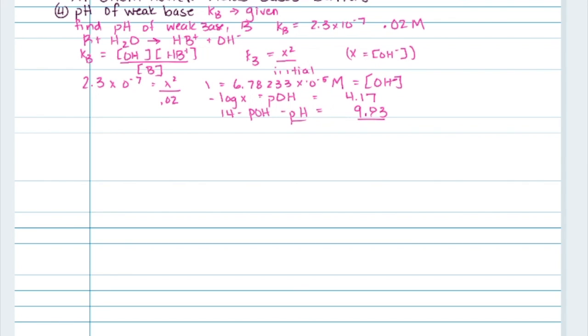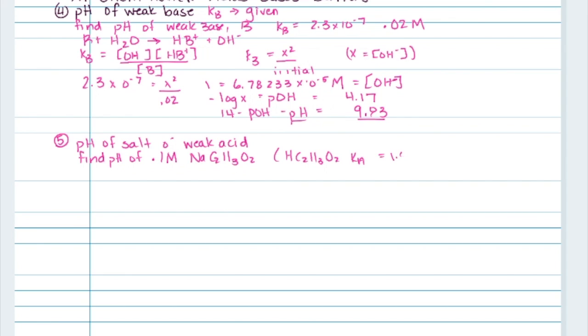If we want to find the pH of the salt of a weak acid, the question might say something like, find the pH of a 0.1 molar sodium acetate solution, where they give you the fact that acetic acid has a Ka of 1.8 times 10 to the minus 5. This salt comes from sodium and acetate.